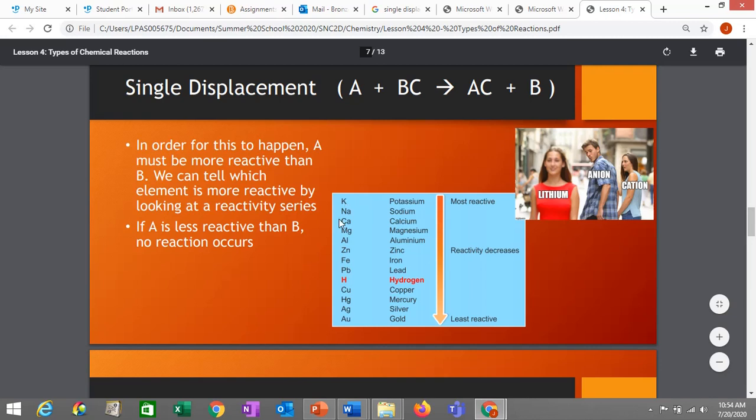So if you have something higher on the list as your A and something lower on your list as your B as part of BC, then the reaction can happen. So potassium, for example, could react with gold chloride. So K could react with AuCl2. It would kick out the gold. But copper would not be able to kick out, say, aluminum. So if you reacted copper with aluminum nitrate, copper would not be able to kick it out. You would just write no reaction. No reaction occurs.